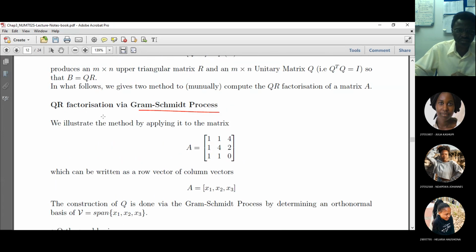So we are going to apply the Gram-Schmidt process to this matrix A to obtain the QR factorization. So what I would do, I will write this down on a piece of paper, and then I will open a new slide, and we are going to perform the QR factorization together. So the original matrix A, the components are, the first column is 1, 1, 1, then 1, 4, 1, and finally 4, 2, 0.